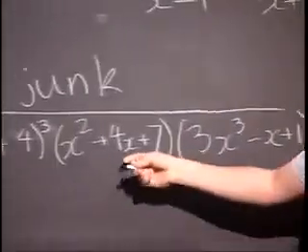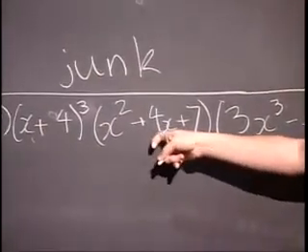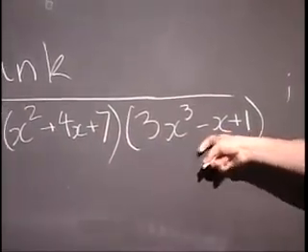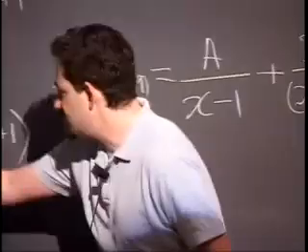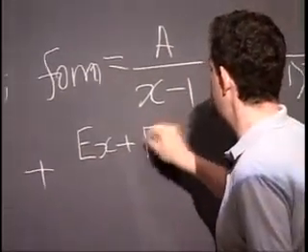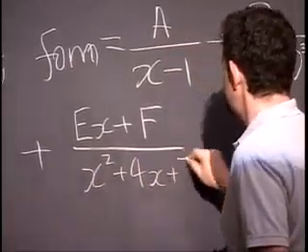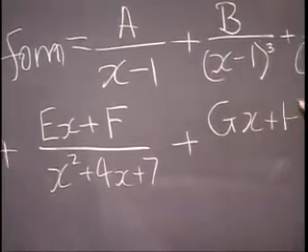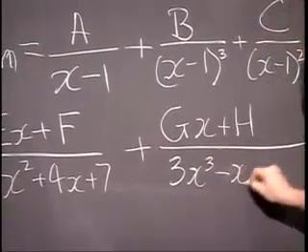Now what about this quadratic? Well, maybe you could factor it. Let's just check the discriminant. B squared minus 4ac is 16 minus 28. That's negative. And we'll check this one while we're at it. 1 minus 4 times 3 times 1. Yeah, that's negative as well. So they're both irreducible. This one is going to give me ex plus f over x squared plus 4x plus 7. And the other one is going to give me gx plus h over 3x cubed minus x plus 1.